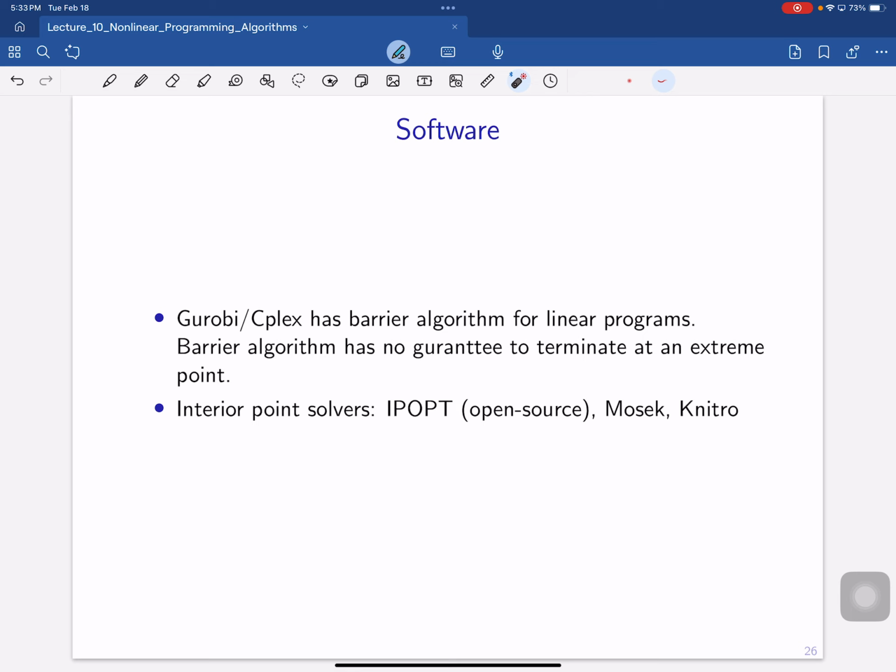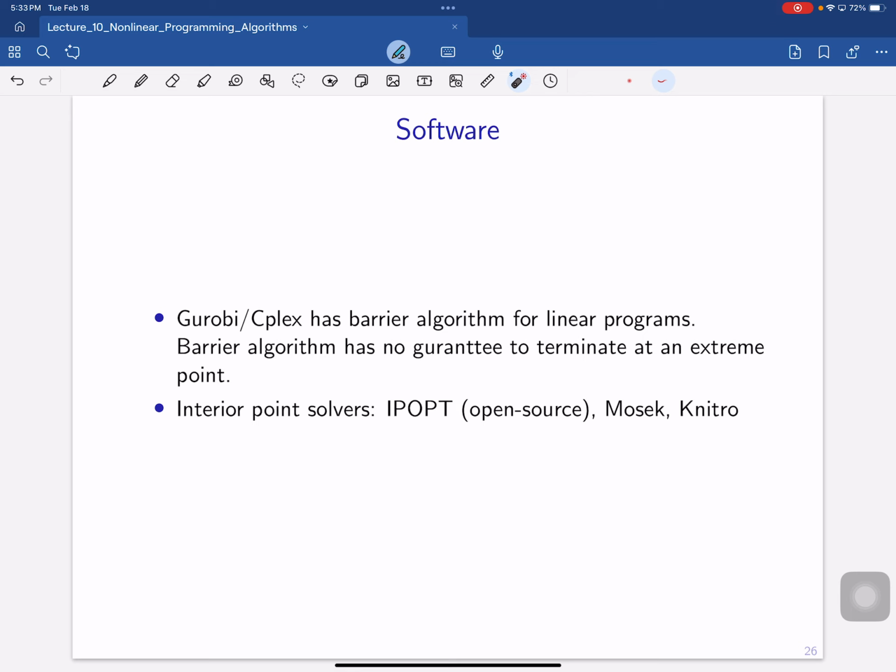So in some sense, you can think about simplex algorithm, as I said, as a discrete optimization algorithm. You are moving from one extreme point to another, and there are a finite number of extreme points. But in barrier algorithm or interior point algorithm, the steps are gradient based. You don't know which point you will end up with. It is based on KKT conditions rather than based on things like basic feasible solutions.